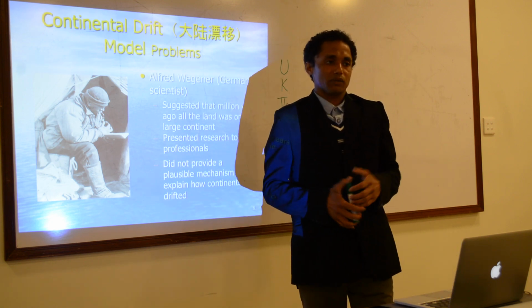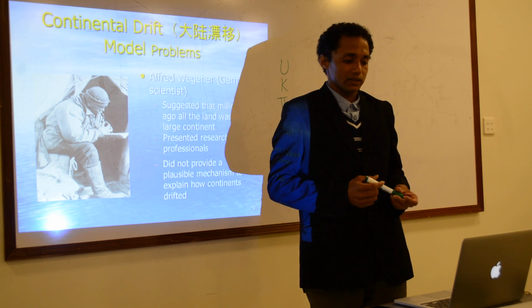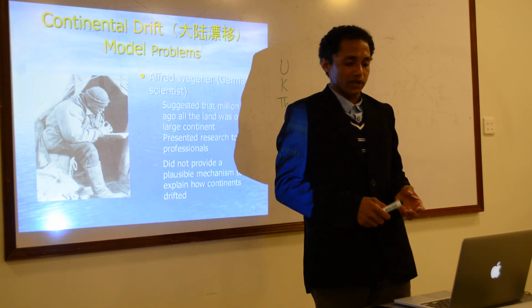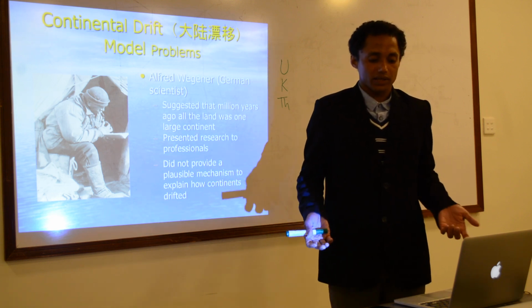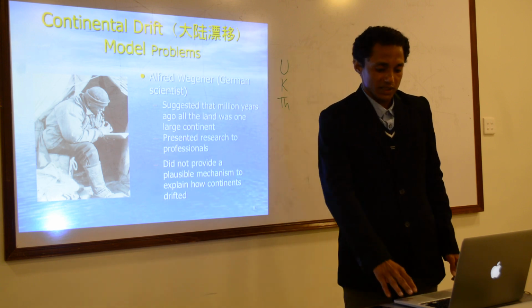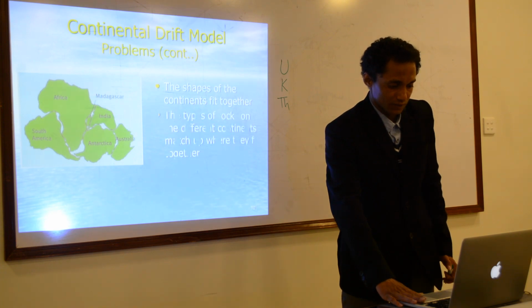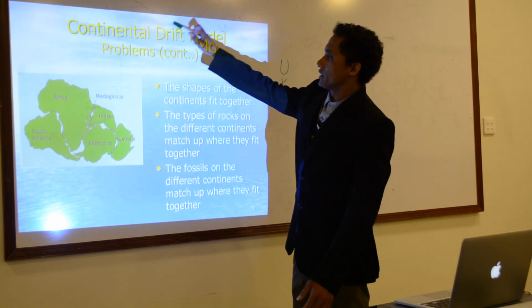When Wegener presented his research to other physicists, they didn't agree. They wanted to know the mechanism to support the continental drift. Wegener couldn't answer how, so his continental drift was not accepted. His continental drift was rejected. So we all know that this is the continental drift model problem.